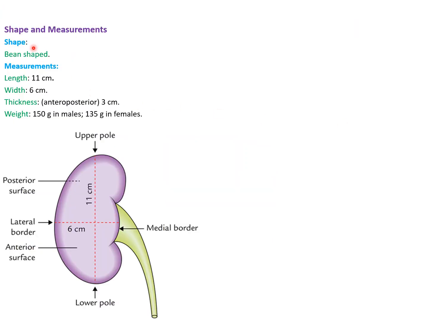Measurements and shape. The shape is bean-shaped. The length is 11 cm, the width is 6 cm, thickness is 3 cm, and it weighs in males 150 gram and in females 135 gram.